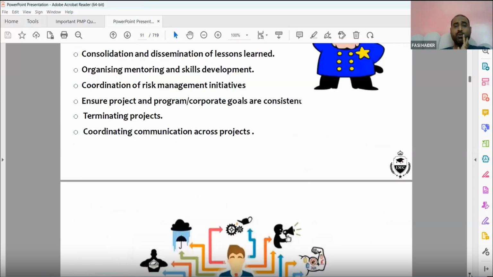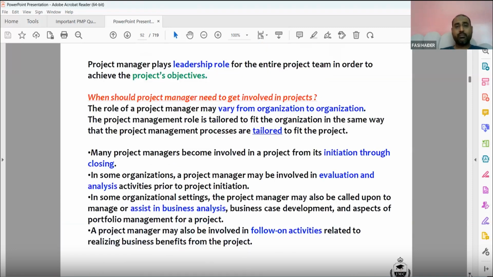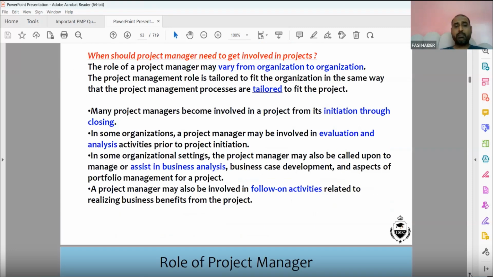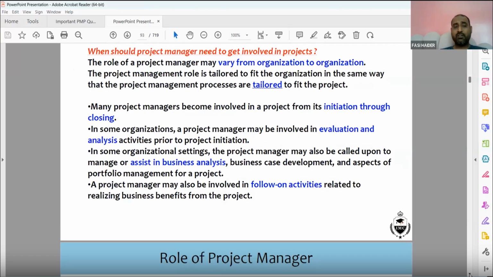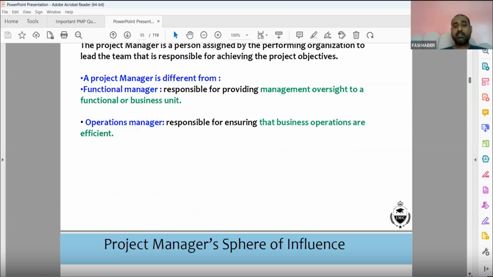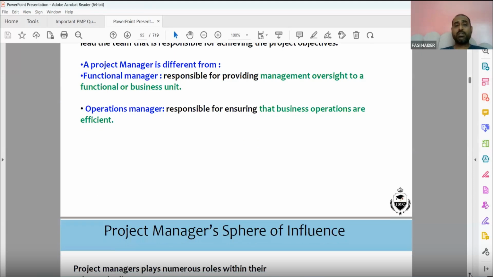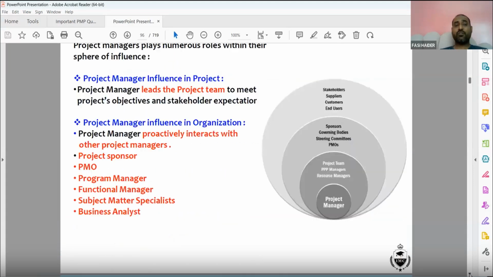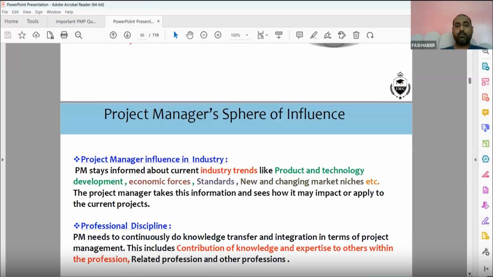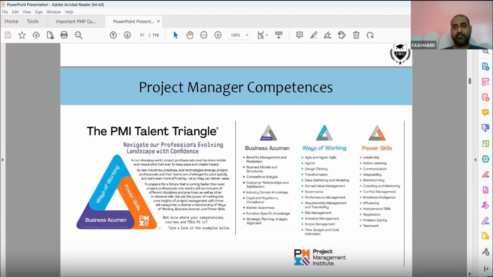The role of the project manager. What is the role of the project manager? Membership and roles, responsibility for the team, knowledge and skills, definition of a project manager. A project manager is different from a functional manager, who is responsible for providing management oversight to a functional business unit. Project management manages spheres of influence, professional discipline across disciplines, and the triangle.